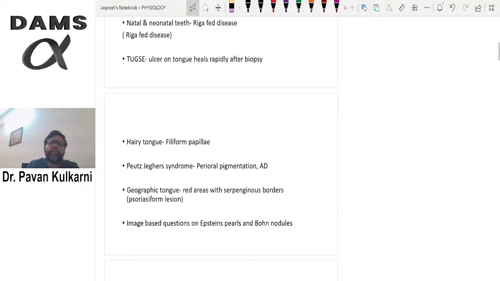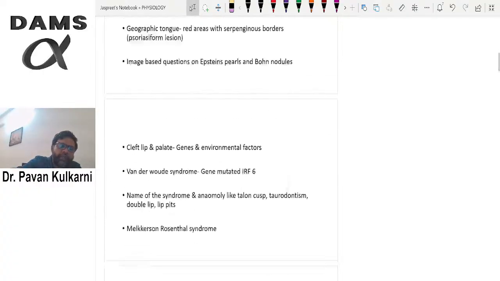And Peutz-Jeghers syndrome, again this is a very favorite topic. In INICET, Peutz-Jeghers is very commonly asked: that it is autosomal dominant and you get something called perioral freckling. Perioral freckling is perioral pigmentation. Okay, so that is what you are supposed to get.